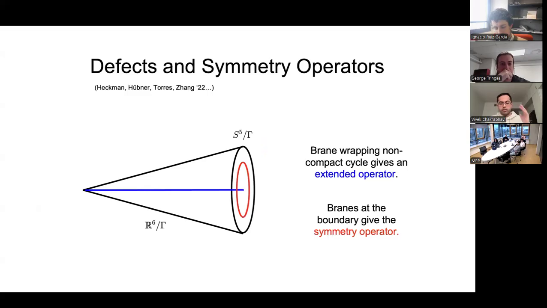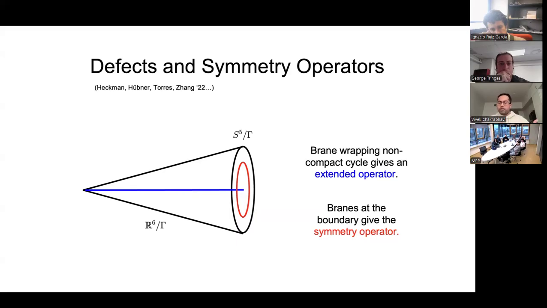Okay, so that's how to engineer the quantum field theory. How do I engineer the extended operators, or in particular, we'll look at line operators today. Well, I can once again resort to brane engineering, but this time I want to study certain types of non-compact cycles. So these are cycles that extend from the tip of the cone out to the boundary space. And by wrapping branes on these non-compact cycles, I can engineer extended operators, like this one in blue, that extend from the tip of the cone out to the boundary.